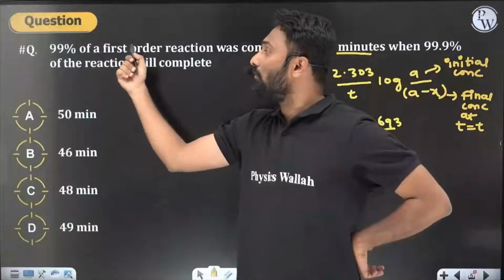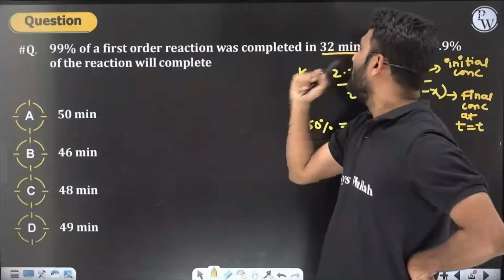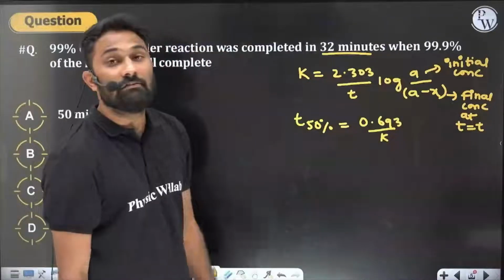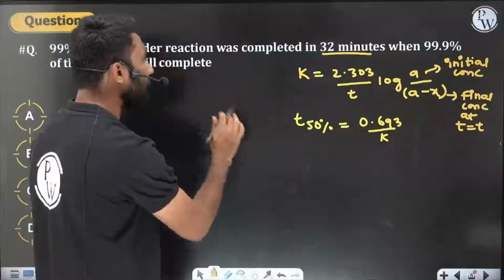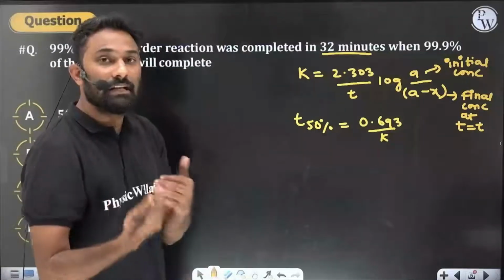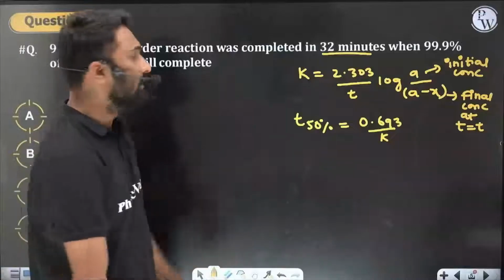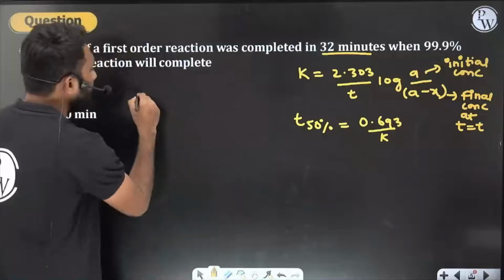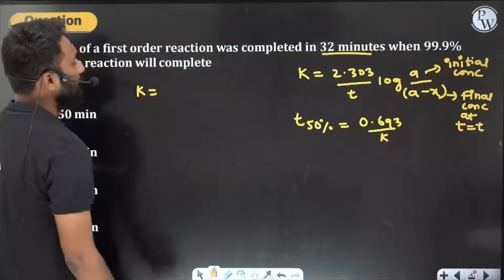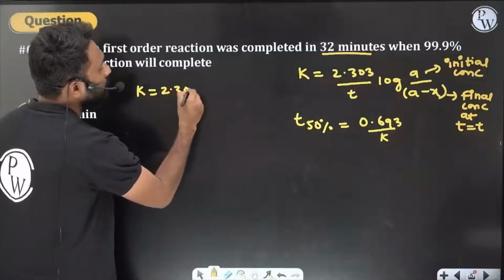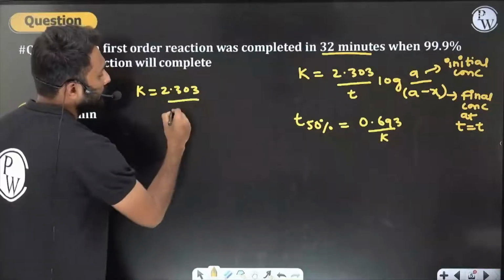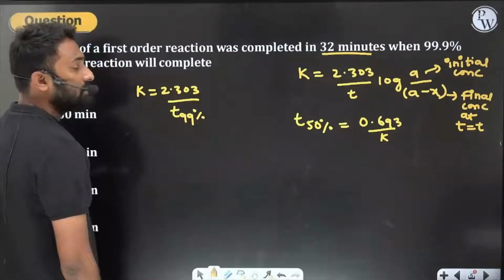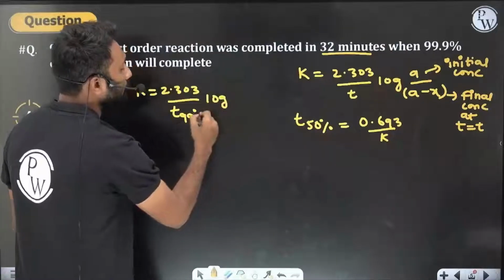Now 99% of a first order reaction was completed in 32 minutes. Now when will 99.9% of the reaction complete? For that one I am giving one brief derivation. With this derivation we can find out our answers easily. Now 99% is given, right? So first k is equal to 2.303 by t 99% log.